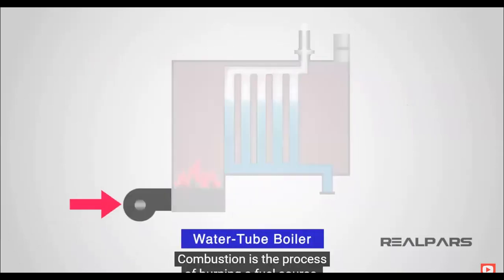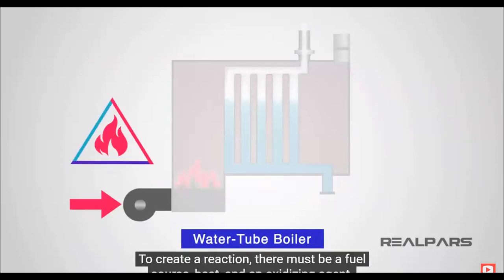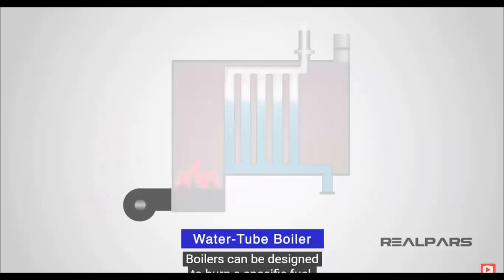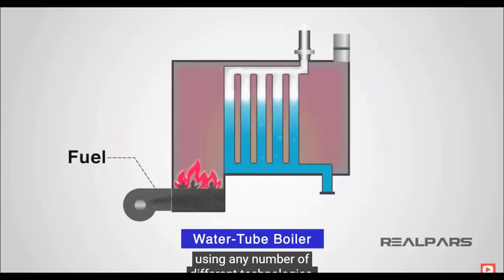Combustion is the process of burning a fuel source. To create a reaction, there must be a fuel source, heat, and an oxidizing agent. Boilers can be designed to burn a specific fuel using any number of different technologies, but the main component to consider here is the heat source, otherwise known as the fuel.